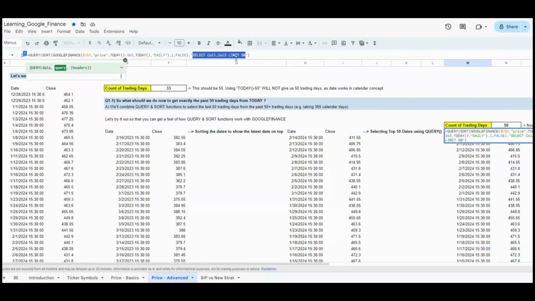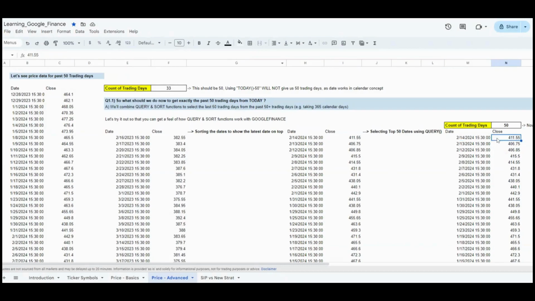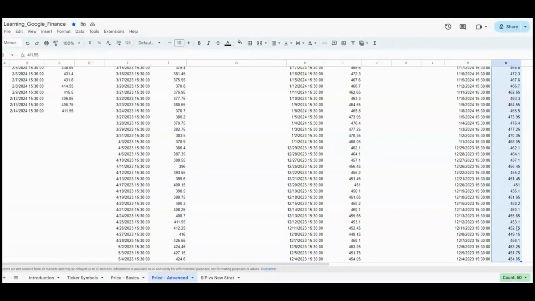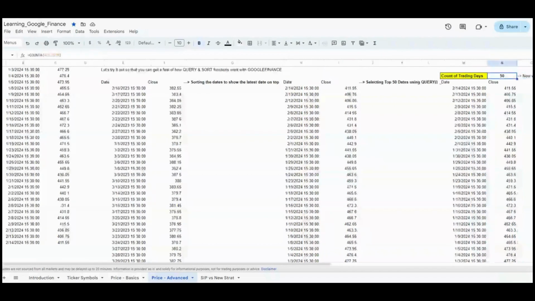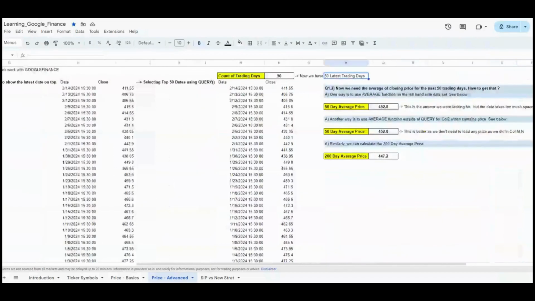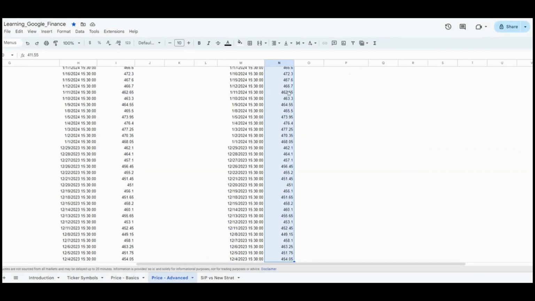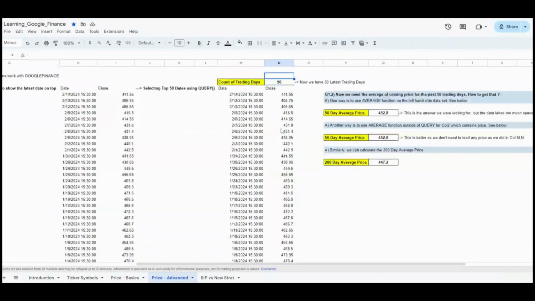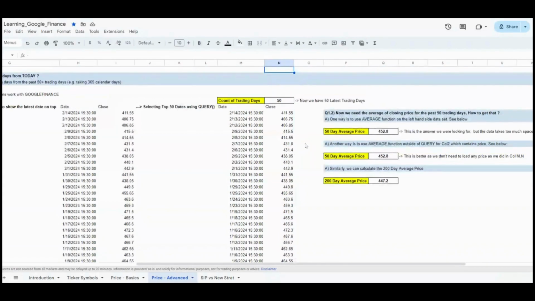So once you run that and press enter, you'll see that here we have exactly 50 rows. And now our count of trading days is 50, right? So after all this long process, now we have 50 trading days. And now we need to calculate the average closing price. Now to do that, you can just take the average of N21 to N70, which is the same column that I highlighted a minute earlier, right? So you can do that, but it will require a lot of space for every stock that you want to calculate, and you will only be able to calculate one stock at a time.